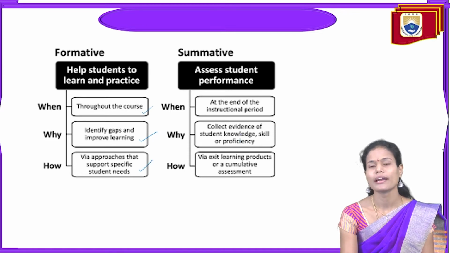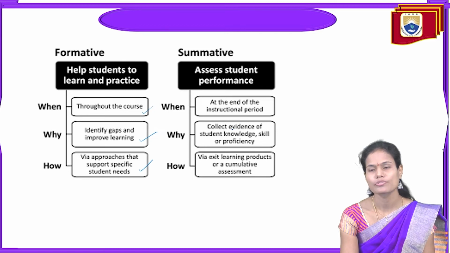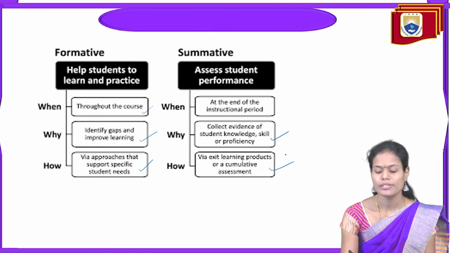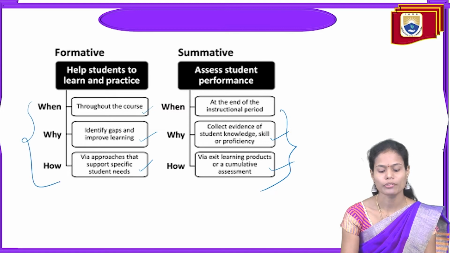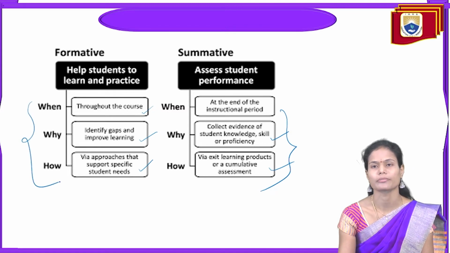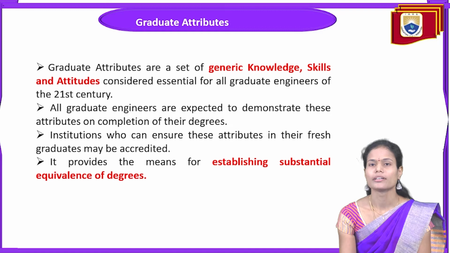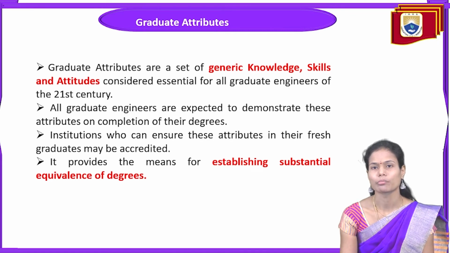Summative assessments happen at the end of the instructional period, with collection of evidence of students' knowledge, skills, or proficiency via exit learning products or a cumulative assessment. From these we can perform the summative assessment, and from these we can perform the formative assessment. And what are the graduate attributes here?